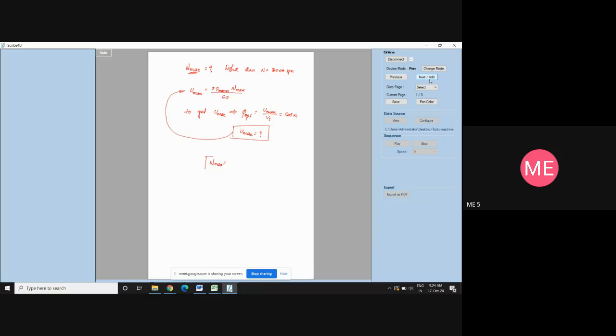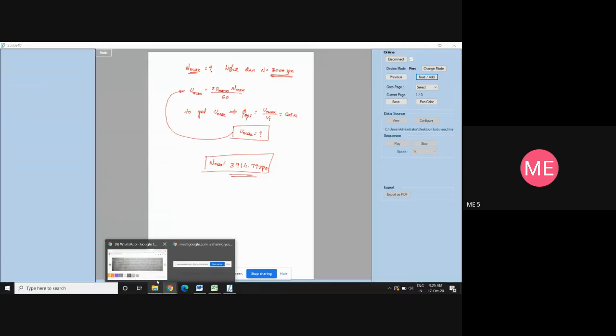So I'll give the answer. N max is 3914.79 RPM. See here, we got only 3000, but here I got 3914. That means the maximum speed the turbine can rotate is about 3900, but the condition given now is for 3000. Anybody having doubt in this? This is only the explanation for this question. If anybody has doubt, you ask me.